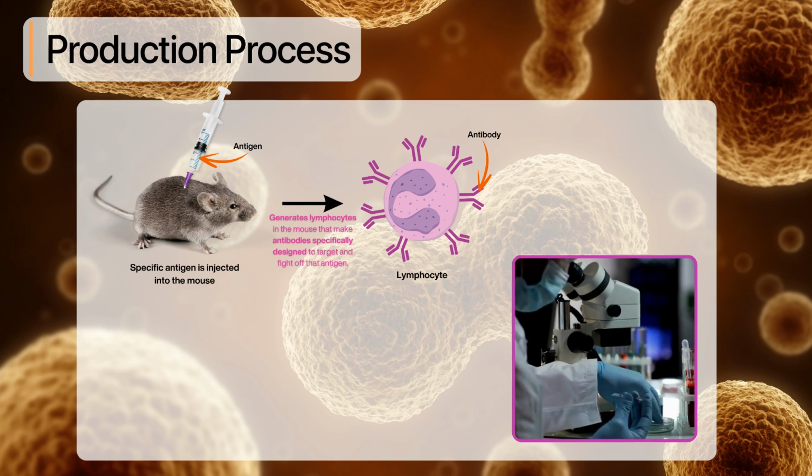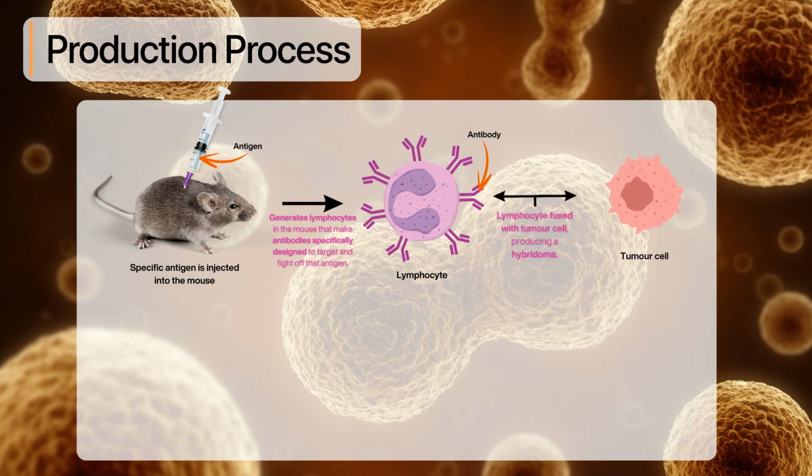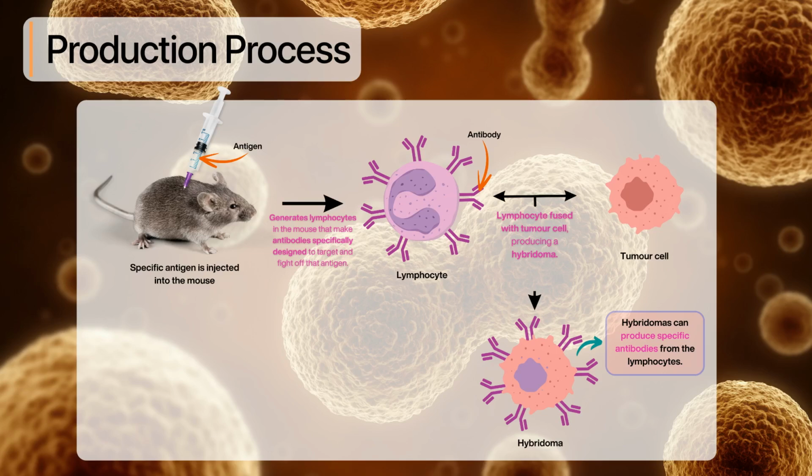To produce monoclonal antibodies, the first step is to fuse these lymphocytes with our tumour cells. This fusion creates a new type of cell, called a hybridoma. Hybridomas have the best of both worlds: the ability to produce specific antibodies from the lymphocyte, and the capacity to divide rapidly from the tumour cell.